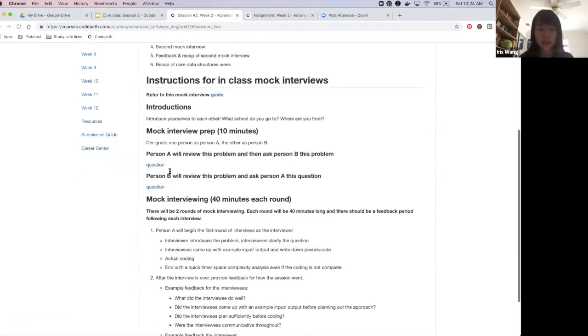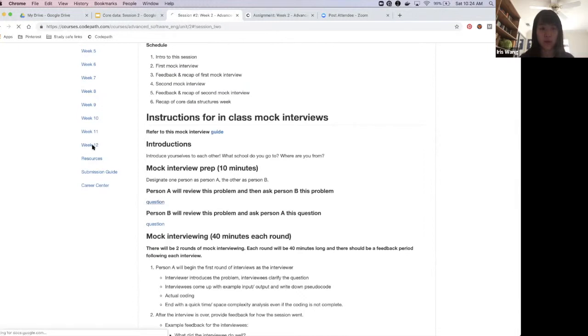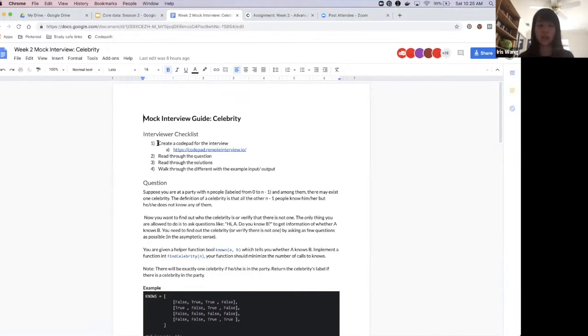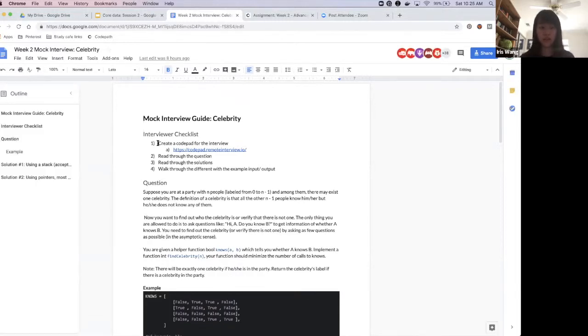If you see here, I'll open up one of the questions. There's a checklist I created for each interviewer. As the interviewer, you want to create that CoderPad so that people can use it, read through the question, read through the solution, and walk through different example inputs and outputs to make sure you understand it. I'll give you 5 to 10 minutes to do that.